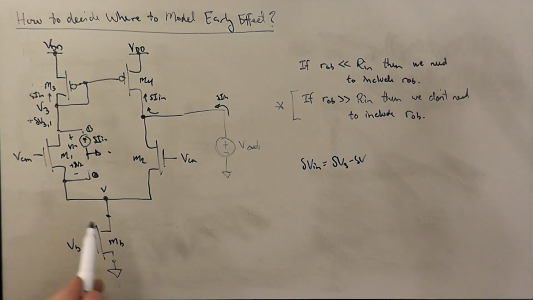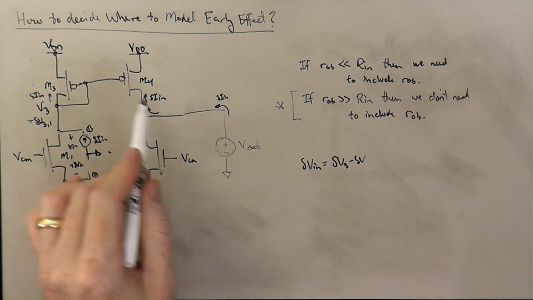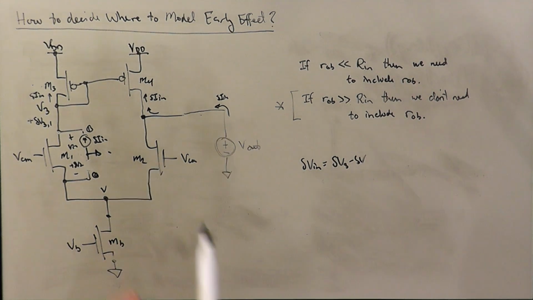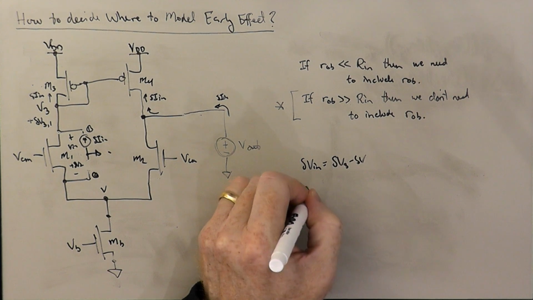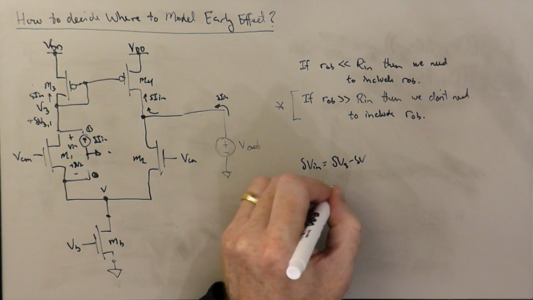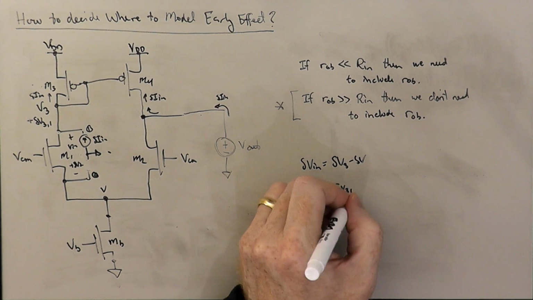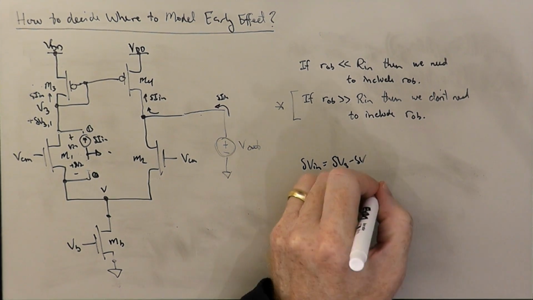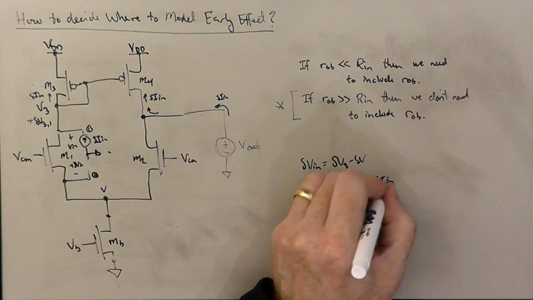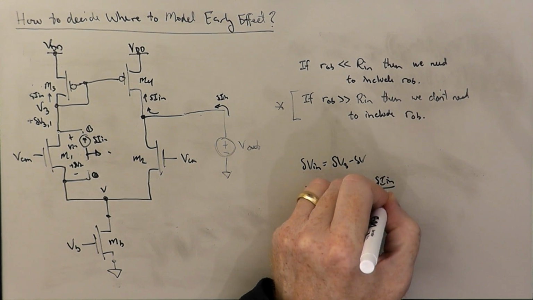Right, so it's not going to affect the node V at all. We're injecting current into this current mirror. The current mirror is mirroring the incremental current, and the output voltage source is supplying that. And so the delta V in 1 is just going to be delta V31, which is just going to equal delta IN over GM3.